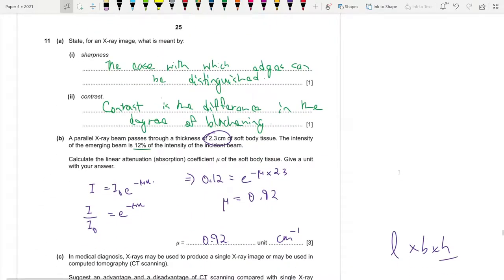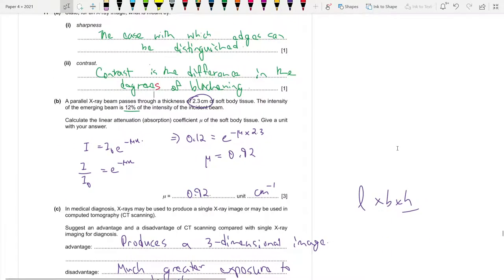Now for 11, sharpness is not in our syllabus anymore. Okay, it's been excluded from 2022, but you should know it's the ease with which edges can be distinguished. All right. Contrast is the difference in the degree or amount of blackening between two structures. This is in our syllabus. A parallel X-ray beam passes through a thickness of 2.3 centimeters of soft body tissue. The intensity of the emerging beam is 12% of the incident beam.